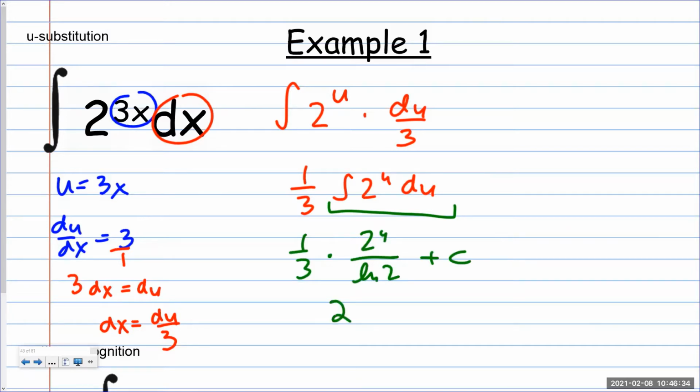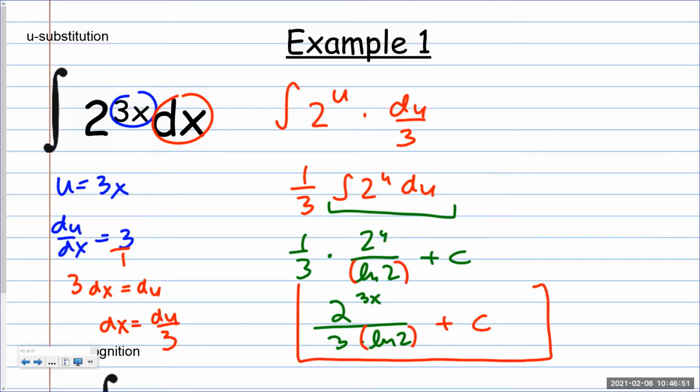That is the wrong answer. I need to come back in, put in my u. My u is 3x, so it's 2 to the 3x over 3 times ln of 2. And guys, you can't multiply any of these together because the ln of 2 is in its own family right here, okay? Plus c. And guys, those of you who did pattern recognition, did you get the same answer? Please check your work. Nice job.